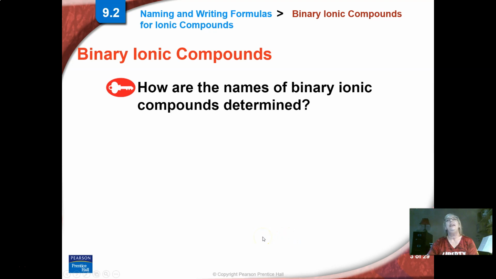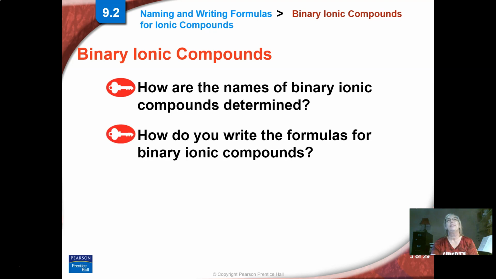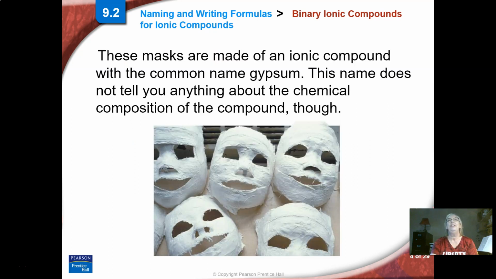So how are we going to name binary ionic compounds? Binary means two different elements put together, two different ions. And how do you write formulas for binary ionic compounds? So what's the name and how do you give them a formula?